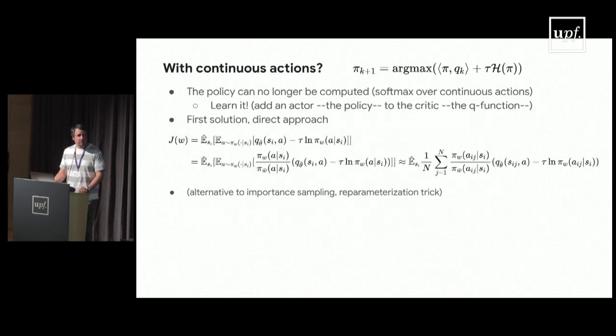And next, the question is what to do when I have continuous action. So DQN is a pure critic approach. You don't have a policy object because you can basically compute the policy as an argmax over action or a softmax over action. But here, if you have continuous action, the policy cannot be computed because you cannot compute the softmax because of the infinite number of actions. And the idea is to learn it. This is the base of actor critic algorithms.